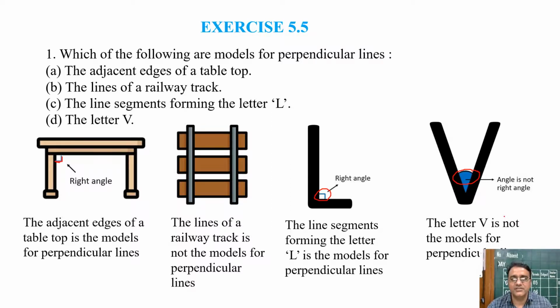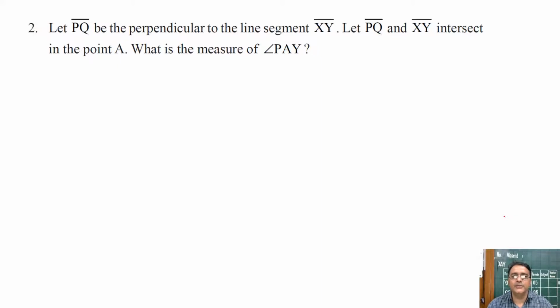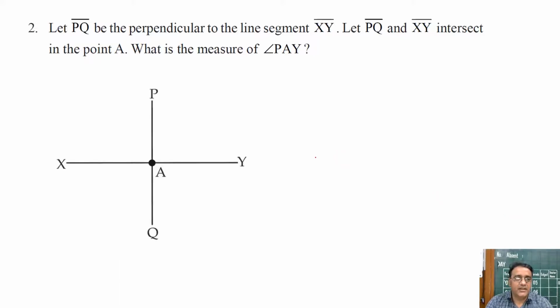Now we are moving toward the second question. Let PQ be the perpendicular to the line segment XY. Let PQ and XY intersect in the point A. What is the measure of angle PAY? See, it is given that PQ is perpendicular to the line segment XY, and perpendicular to the line segment means it will intersect at 90 degree. So this angle will be 90 degree. So the measure of angle PAY is equal to 90 degree.